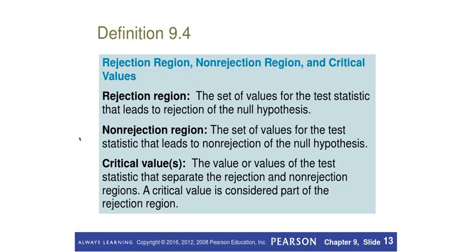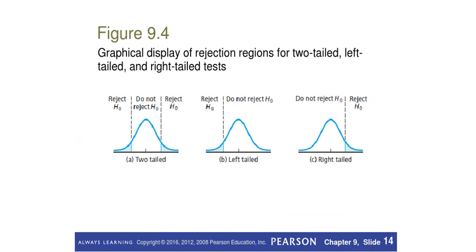We have a non-rejection region, which is the region not within that rejection region, so we don't have enough evidence. And the critical value is that dividing line, the z-value that falls somewhere in there. We want to know how to pick that z-value based on whatever critical number we're looking for.